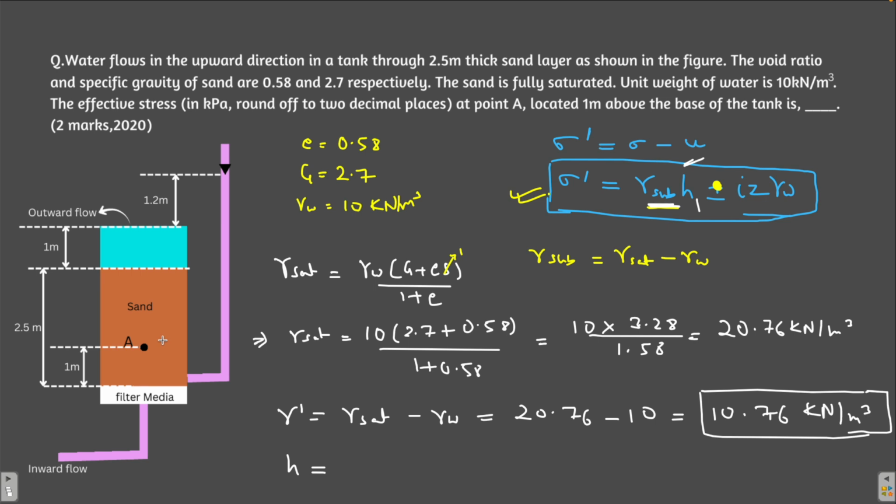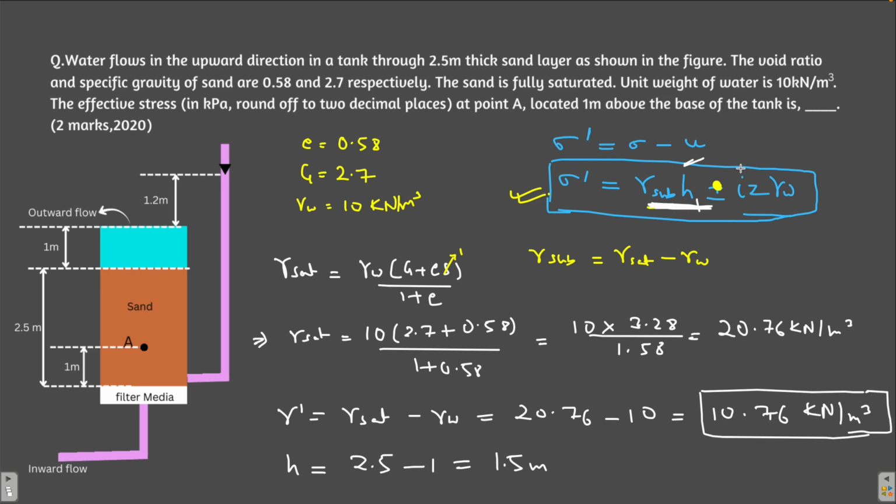So this is what GATE wants to know. You have to find out at this point, not at this point. So the value of H will be taken as 2.5 minus 1, that is 1.5 meter. Why is it 1.5 meter? Because all the soil above point A is putting pressure on point A, right? So this will give you the first term, gamma submerged into H.